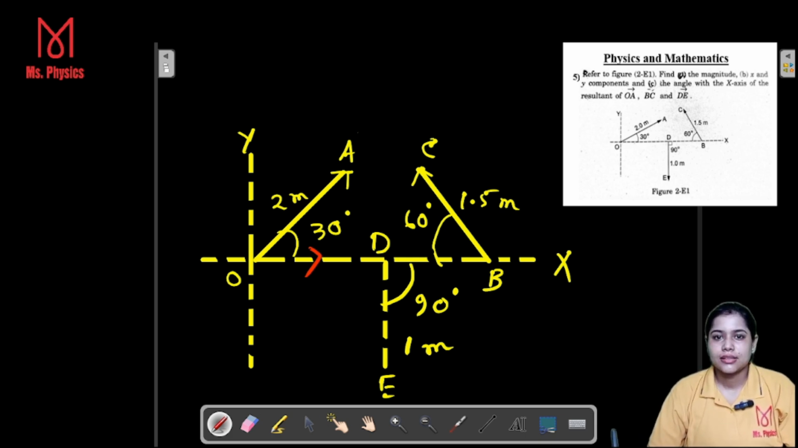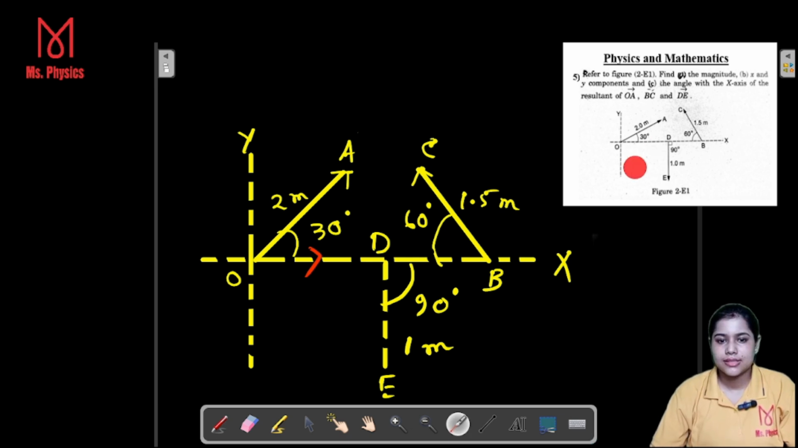So students, now you have the fifth numerical. The numerical you can see on the screen. Refer to the figure. This is that figure, and here you have to find out the magnitude, the x and y components, and the angle with the x-axis of the resultant of the OA vector, BC vector and DE vector. Three vectors are given here. Now here I have drawn the figure. What you have to do here?